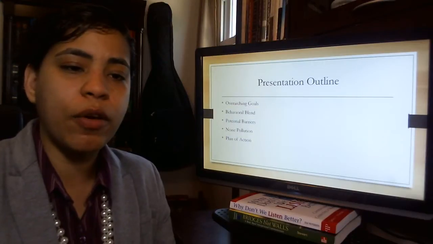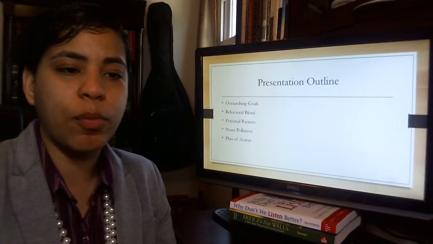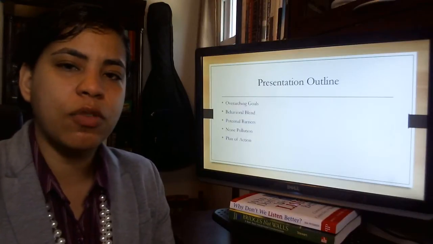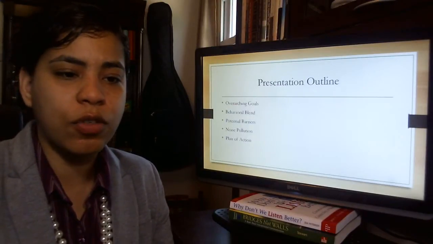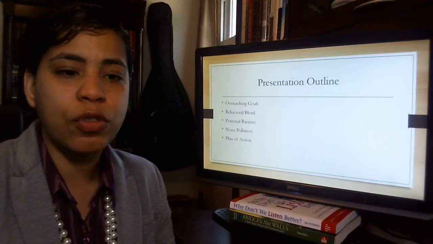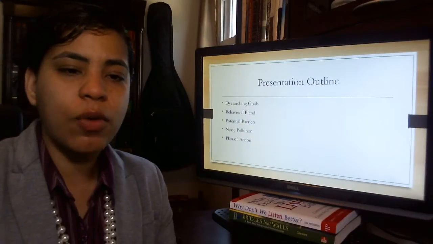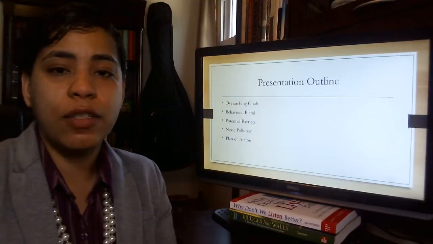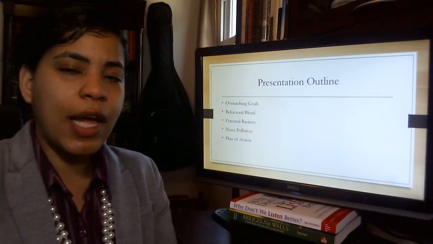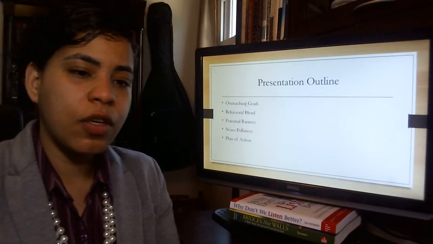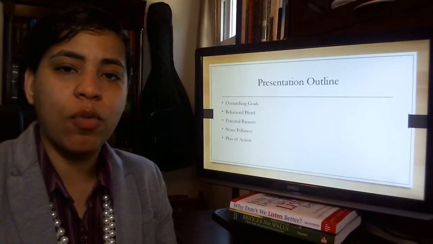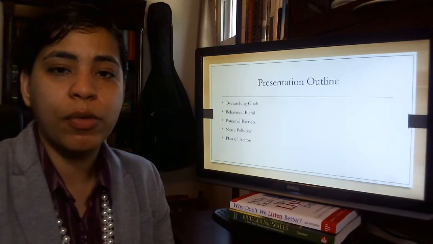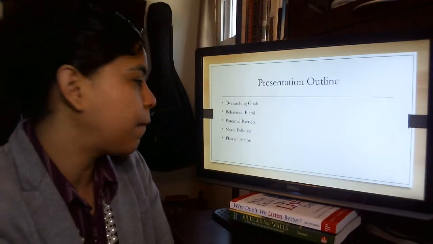Next will be potential barriers. Here, I'll uncover the barriers that prevent me from communicating effectively, then present some solutions that I intend to utilize in the future. Next will be noise pollution. In this section, I will identify noise pollution, what it is specifically, and provide some solutions to it. Lastly will be my plan of action. Here I'll provide an action plan that will help me improve my overall interpersonal communication skills. Next slide.